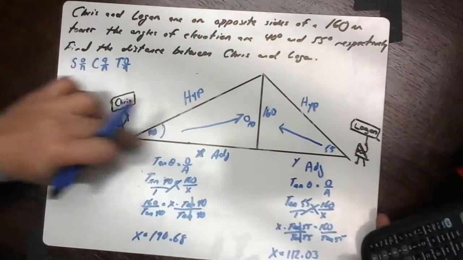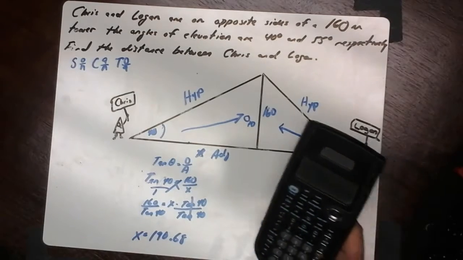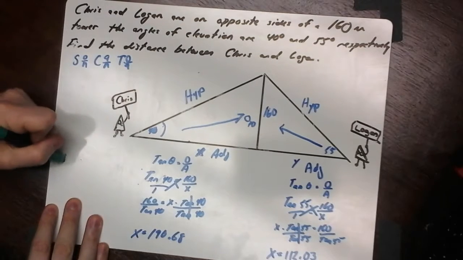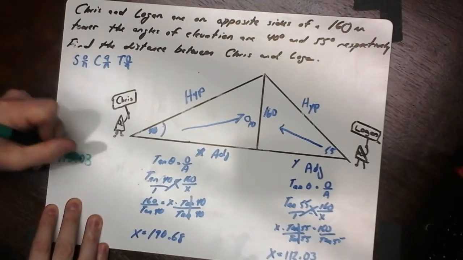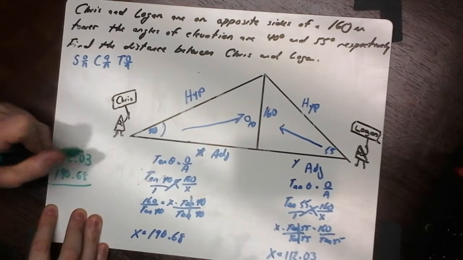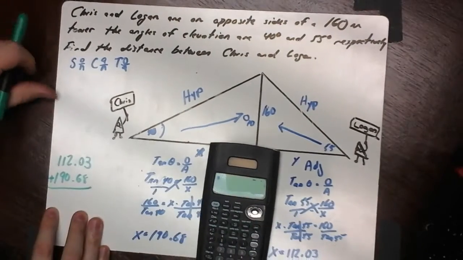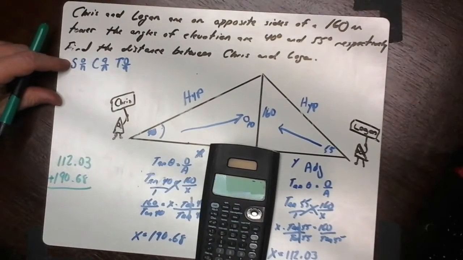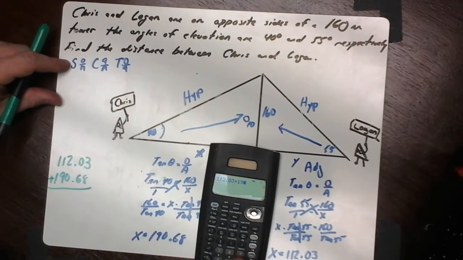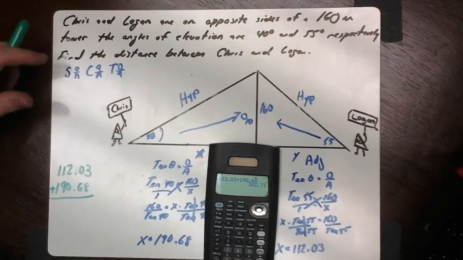So I need this entire distance here. So what I'm going to do is add those two answers together. So let's get this out of the way. 112.03 plus 190.68. Let's do that. 112.03 plus 190.68 is 302.71.